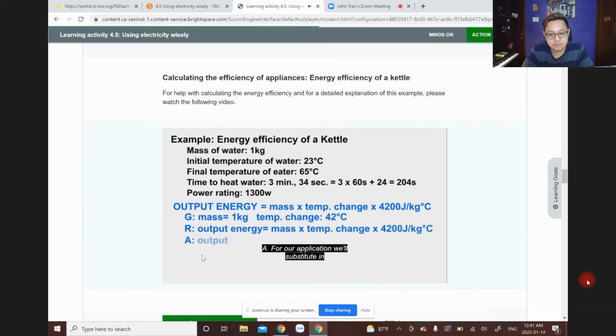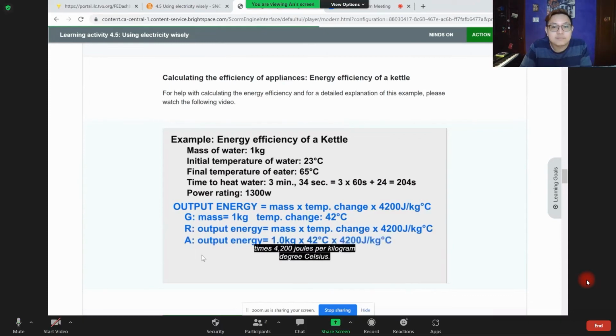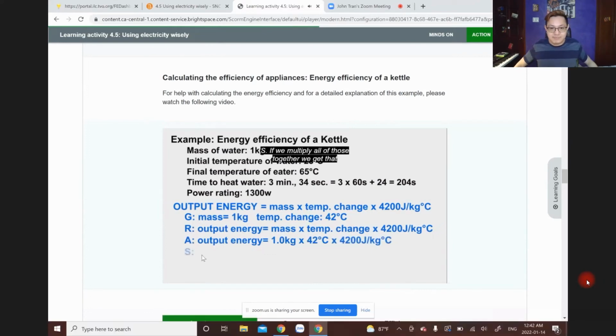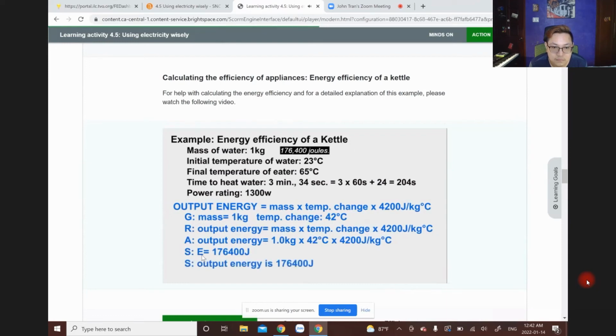A. For our application, we'll substitute in everything that we know. Output energy will equal 1 kilogram times 42 degrees Celsius times 4,200 joules per kilogram degree Celsius. S. If we multiply all of those together, we get that the energy is 176,400 joules. S. So, our statement is that the amount of output energy is 176,400 joules.